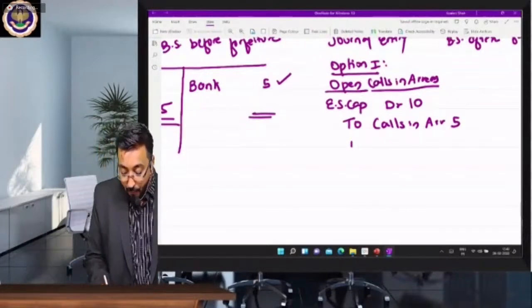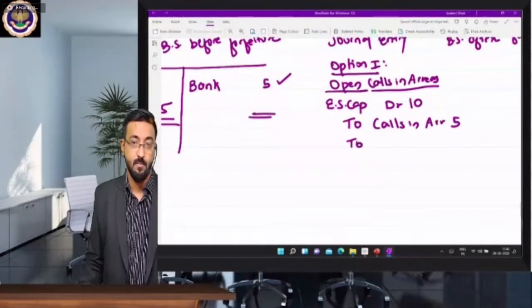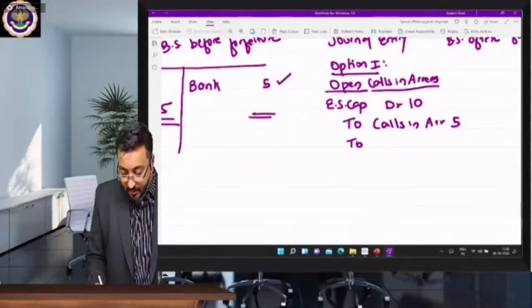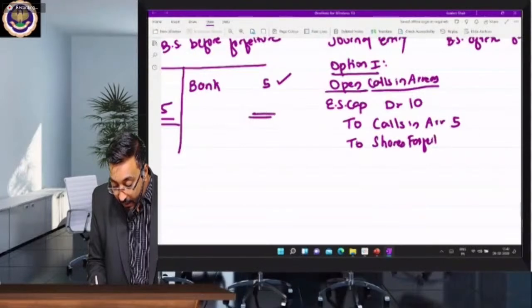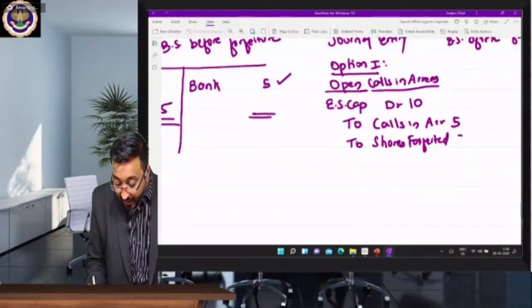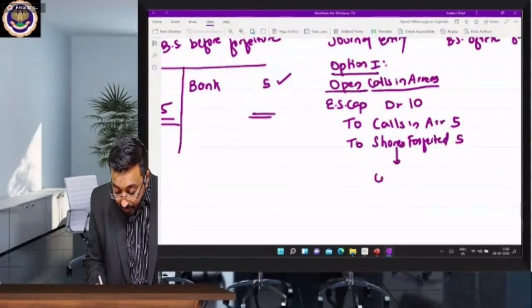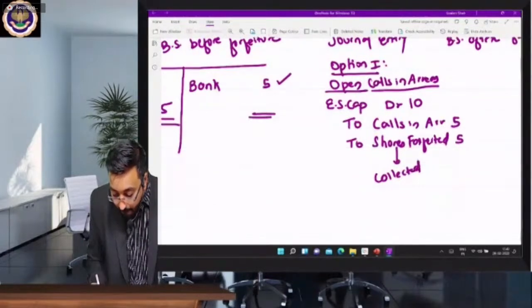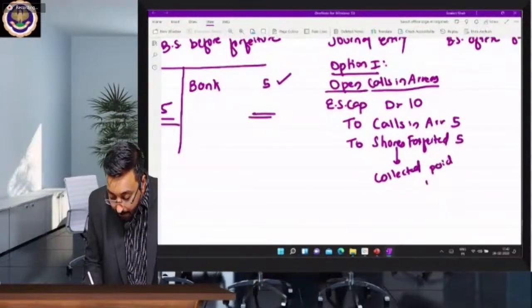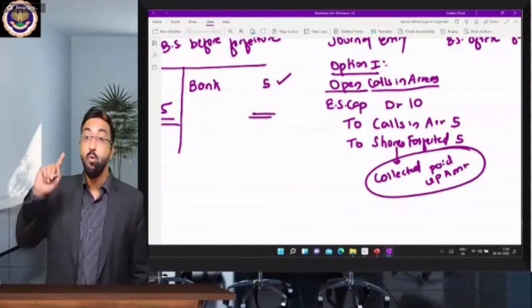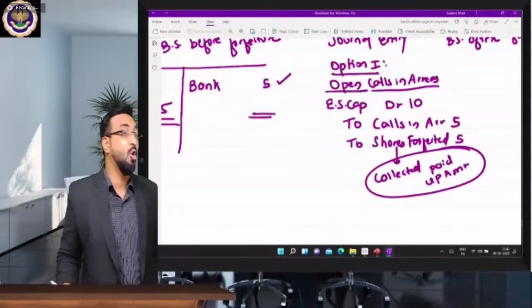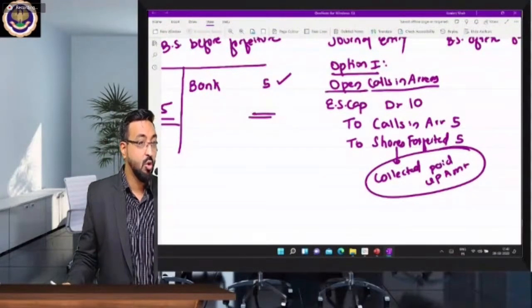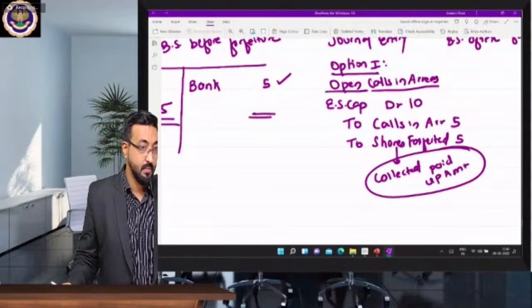And we will open one account which is called shares forfeited. And it shows the collected paid up amount. Now this collected paid up amount logic will be more clear in case of securities premium.